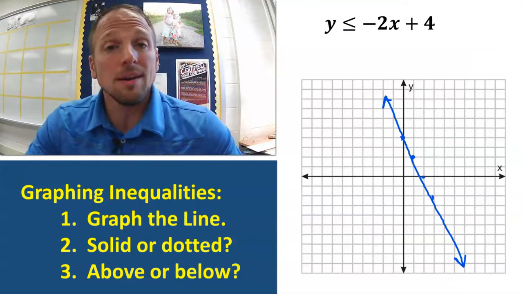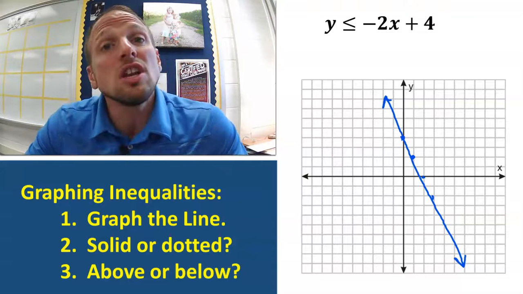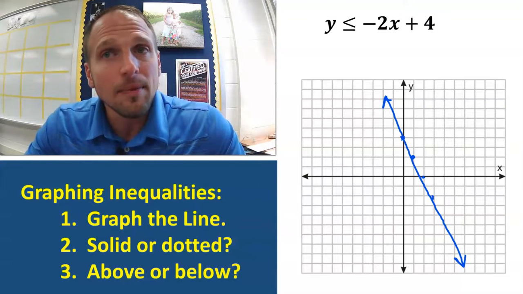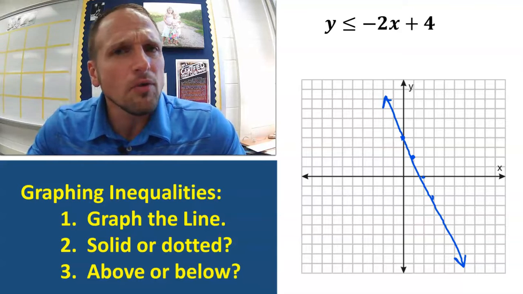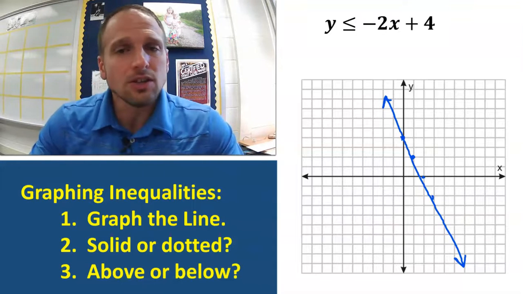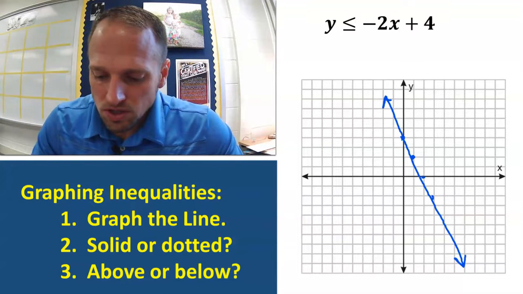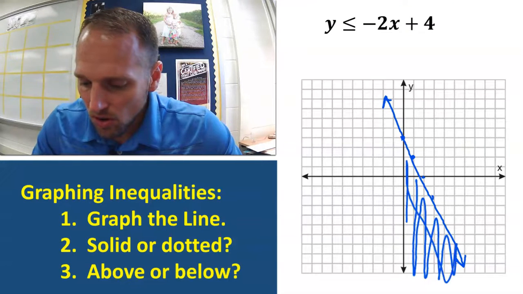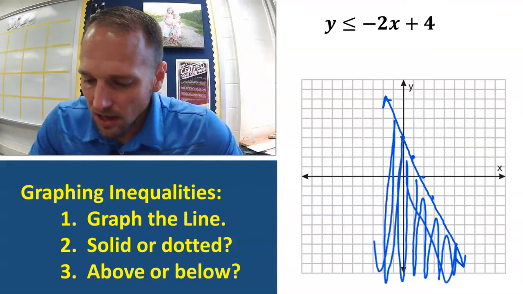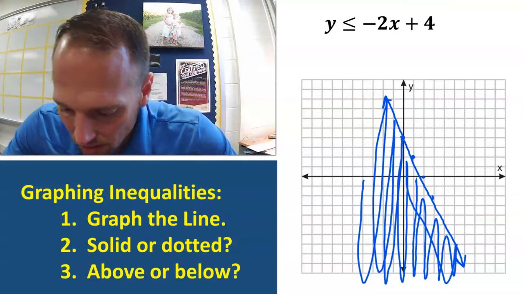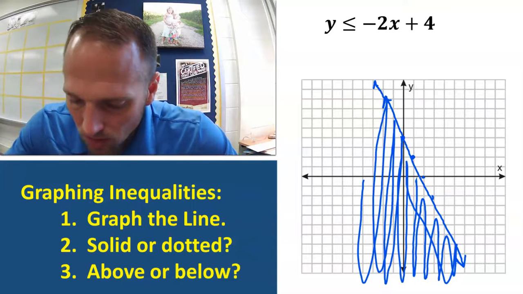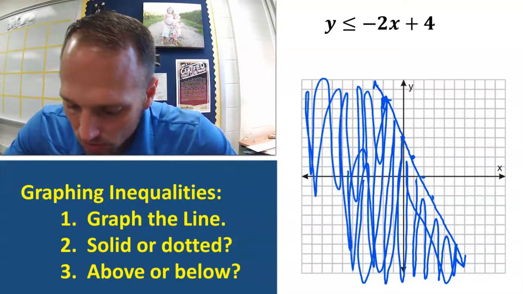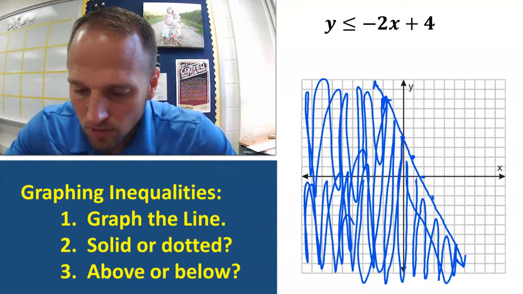So we draw the line. It is solid. Now, do we shade above or below? Well, this sign says less than. Is less than going to be above or below? Right, less than is going to be below. So we're going to shade everything below this line. All right, and this line would really continue out here. So everything below this line is a part of our answer.